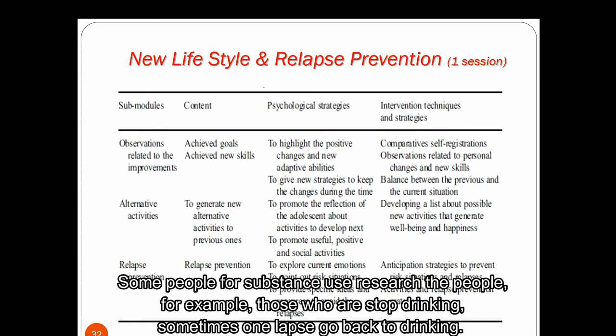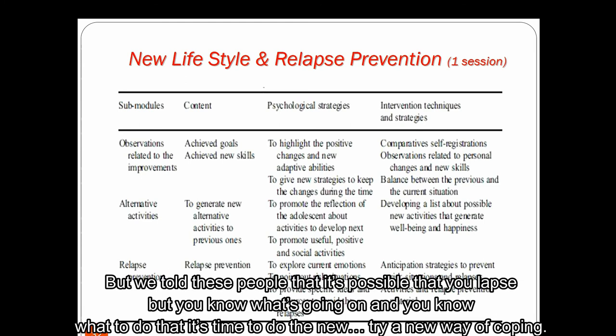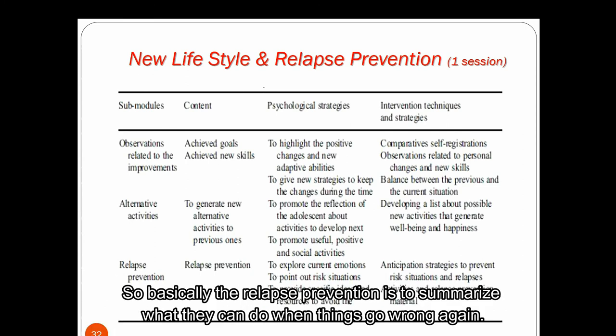In substance use research, for example, those who stop drinking sometimes lapse and go back to drinking. They feel like, I'm such a bad person, and I cannot help myself, no treatment will help me. We call this the abstinence violation effect. But we tell these people it's possible that you lapse, but you know what's going on and you know what to do, so it's time to try a new way of coping. Basically, relapse prevention is to summarize what they can do when things go wrong again.